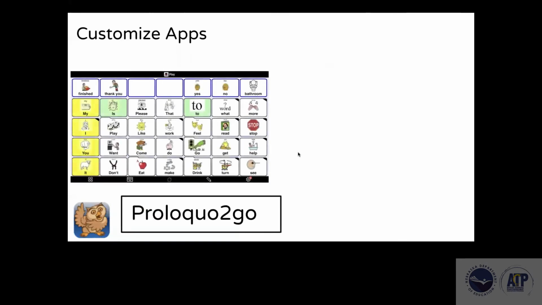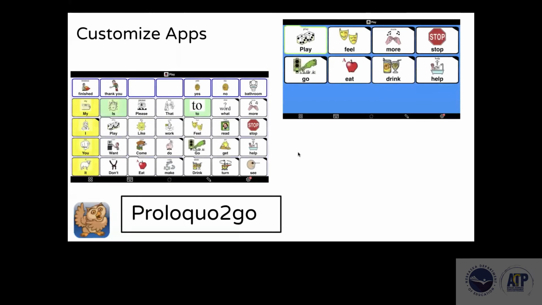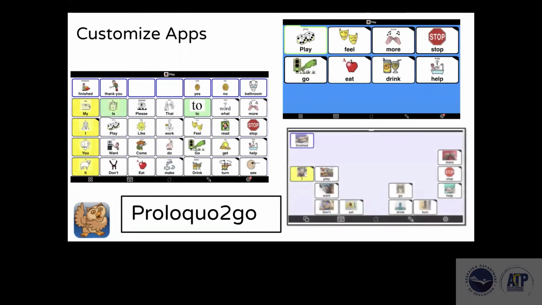And then we've taken apps, and we have completely created our own core-based boards on there as well. So ProLoquo2Go, our staff loves the ease of programming with it. So we have created a variety of different boards and communication voice output devices using this app. We have a variety of other apps as well, but again, with the ease of programming, they love it. And so we've replicated our 32 boards, added some folders, added voice output.